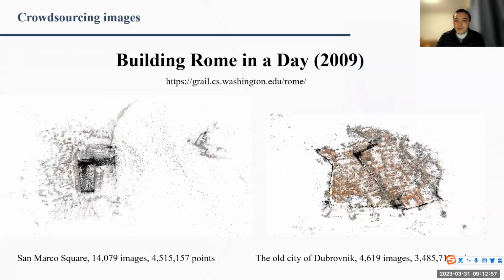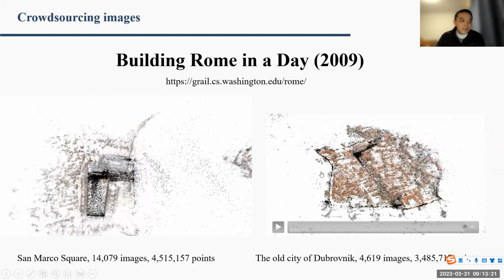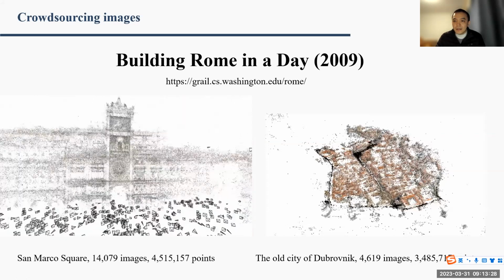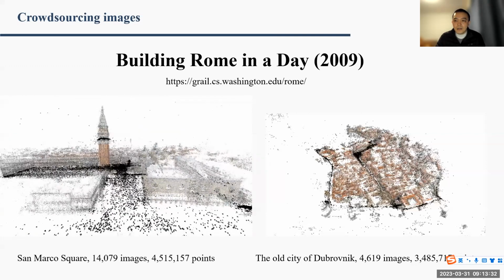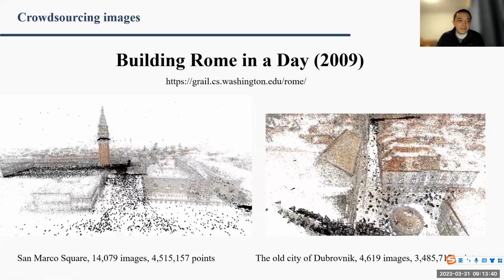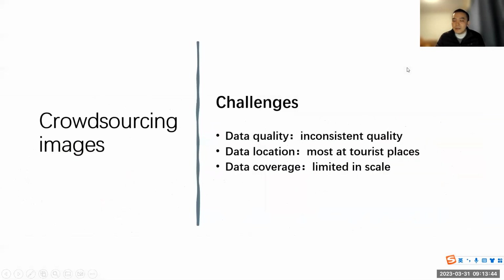Building Rome in a Day is one of the most famous projects using crowdsourcing images for application. It came up in 2009, and 14 years have passed, but when we still look at these videos, I find this work still looks amazing. All the data they collected came from the internet, taken by tourists and shared on websites. With all these images, they could create 3D models, a 3D point cloud of the city, in only one day. After this project, 14 years have passed, but we have not seen another fantastic project like this one.